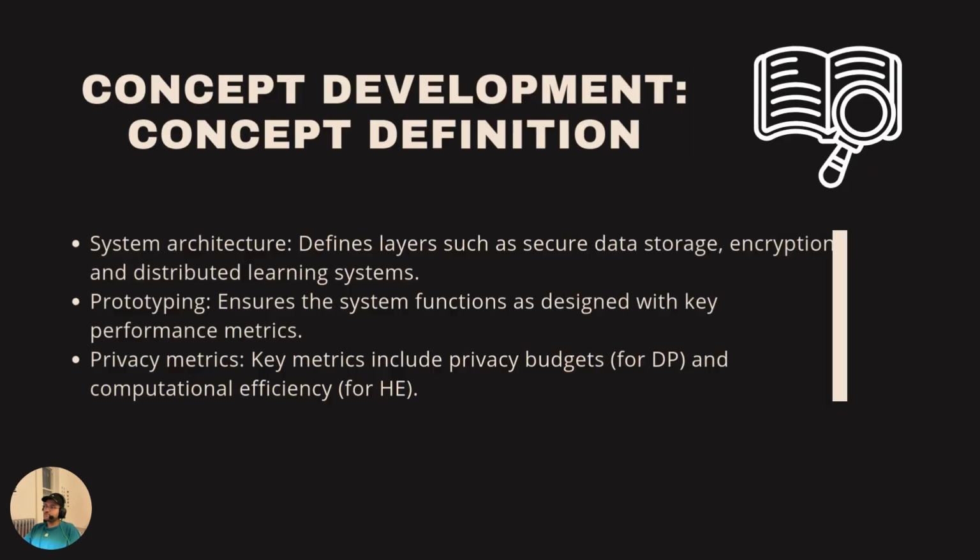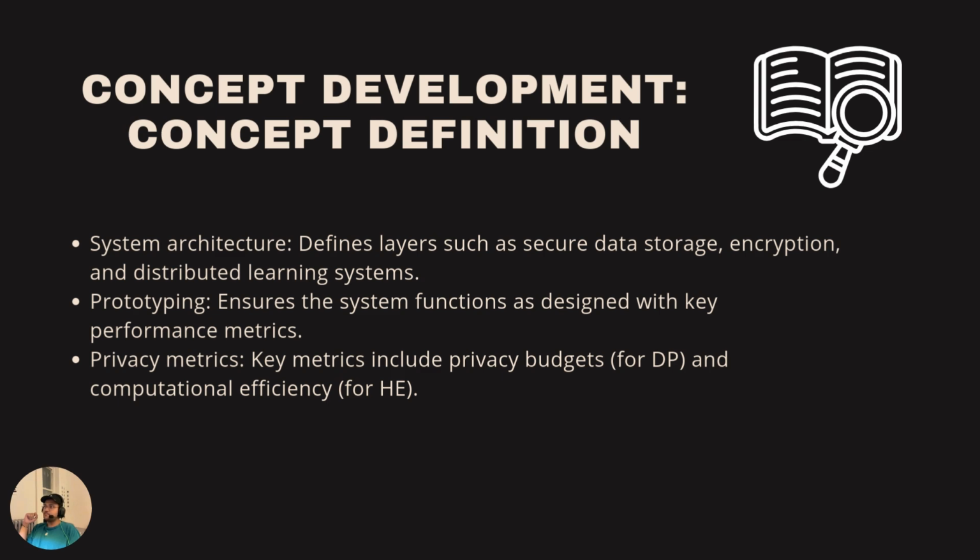Going ahead to the next stage, we have the concept definition stage, which is one of the other very crucial parts of concept development. After exploring the various design methods, the next stage is concept definition, where the best ideas are formalized and the system architecture is outlined. At this stage, we define the system architecture, which typically includes several layers.